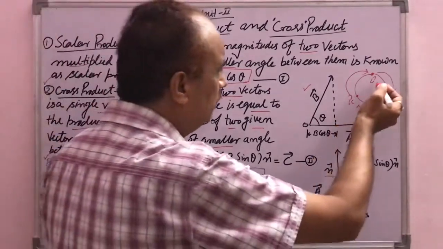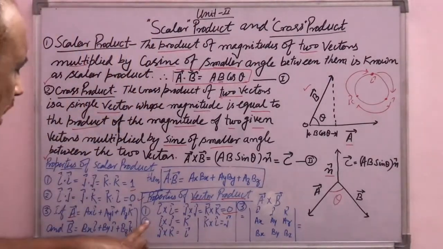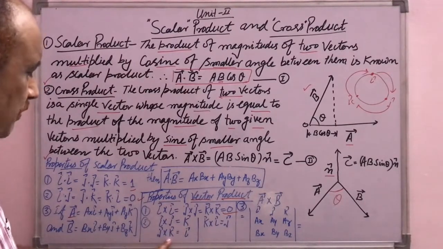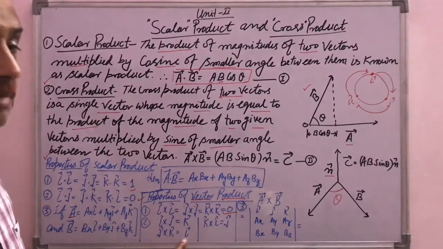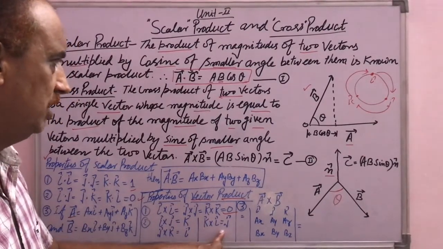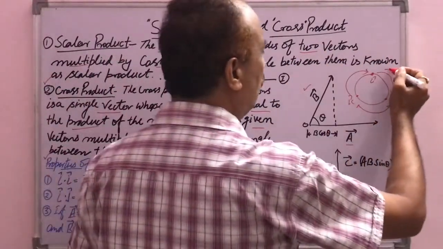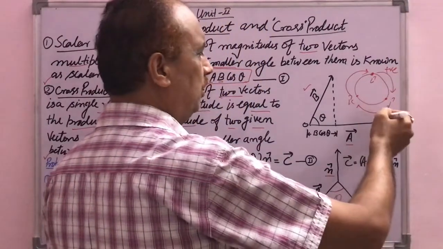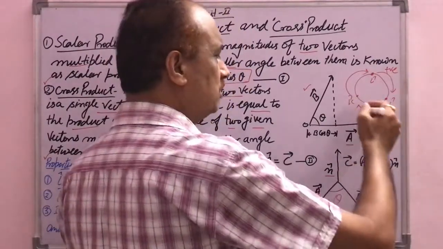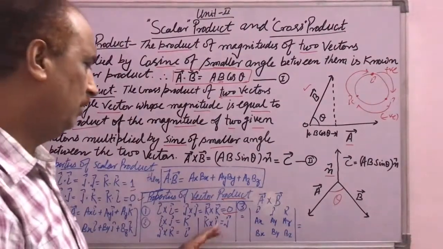But when we take the opposite direction, the answer will be negative. Suppose we write j cross i, we will write minus k. If we write k cross j, we will get minus i. If we write i cross k, that is equal to minus j. So if we take the values in a cyclic order, the answers will be positive. And if we take them in the reverse order, opposite to the cyclic order, we will get the negative value.